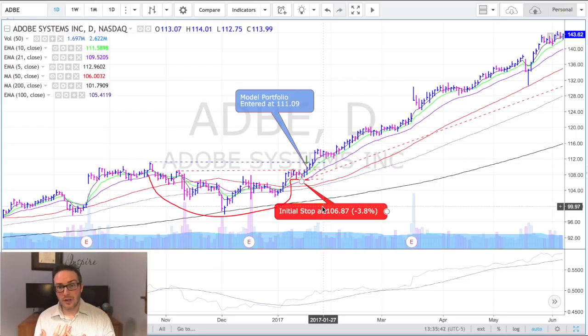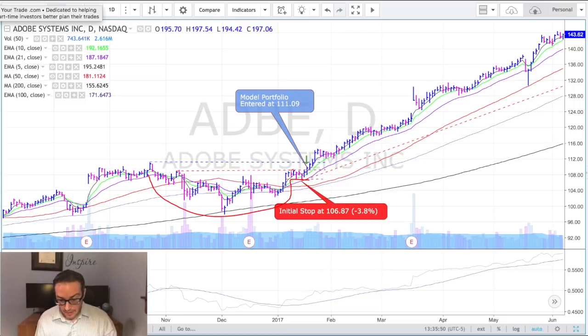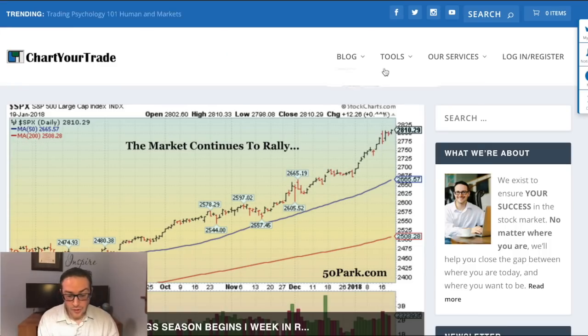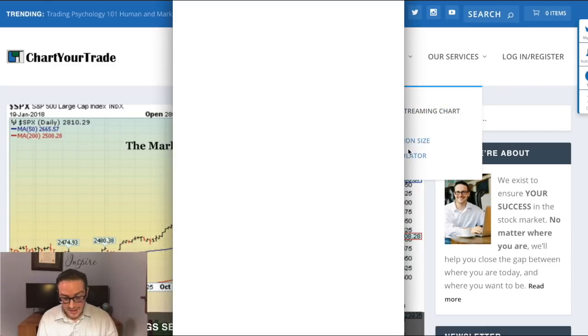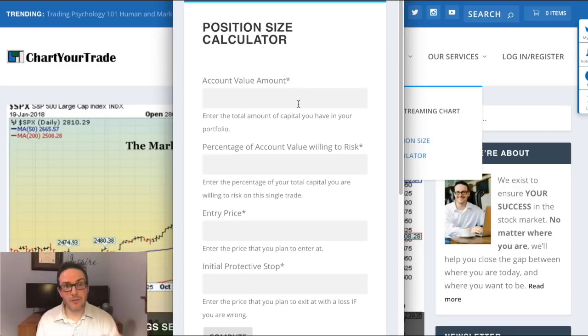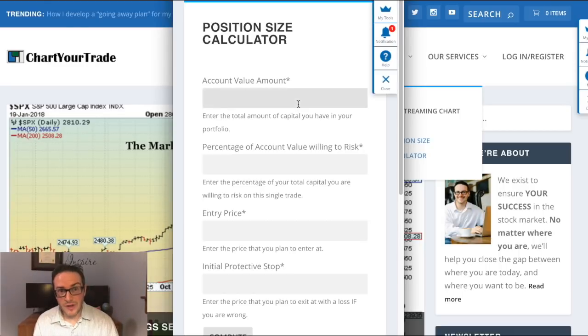And so the way that I like to position size, and I'll go through it for the sake of those of you that are new to me, I go to ChartYourTrade. I have this position size calculator. It's there, it's for free. I click on that, and I will figure out from there the number of shares that I could buy of any particular stock I'm interested in.